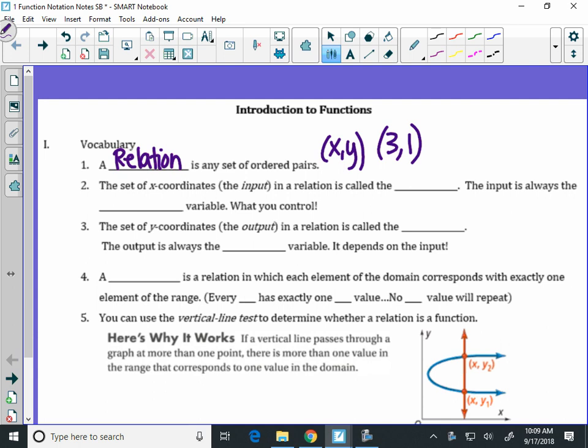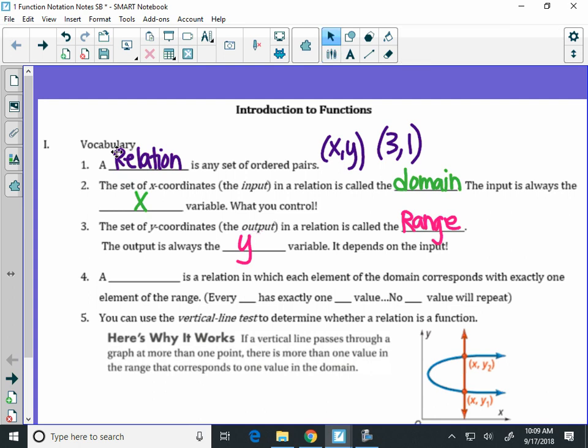The x-coordinate, or the input of a relation, is called the domain. We'll deal with that in Lesson 2. The input is always the x variable. Alright, this set of y-coordinates, the output, is called the range. Again, we will talk about domain and range in Lesson 2. The output is always the y variable.